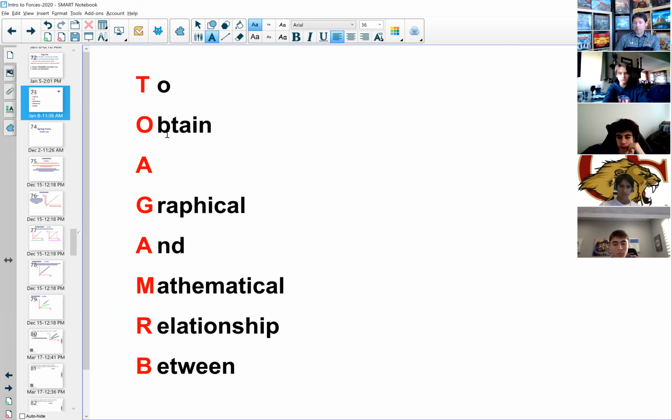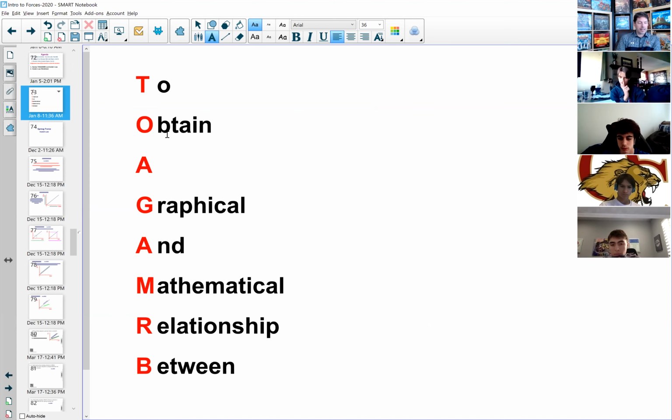And we would have a little bit of a brainstorm, but instead of doing it in a general session like this, after we've reviewed Hooke's Law, I'm going to put you in breakout groups and have you brainstorm in small groups. What kind of procedure could you design that would help you TOAGAMRB Hooke's Law, basically?